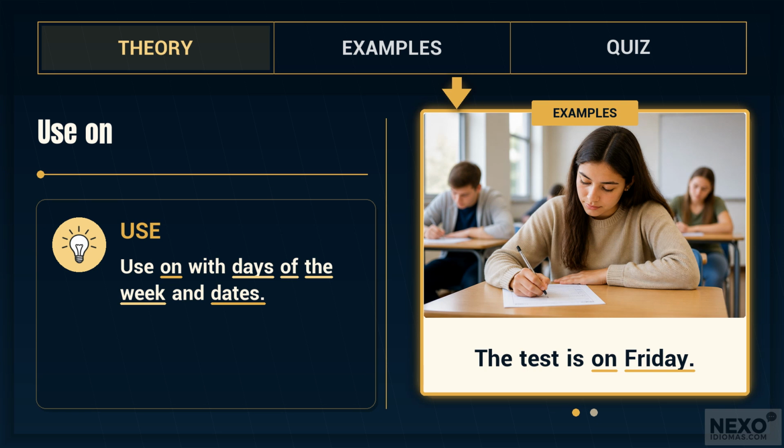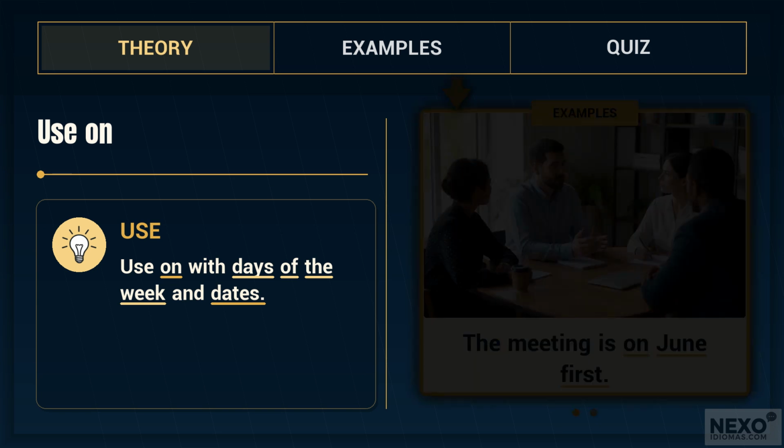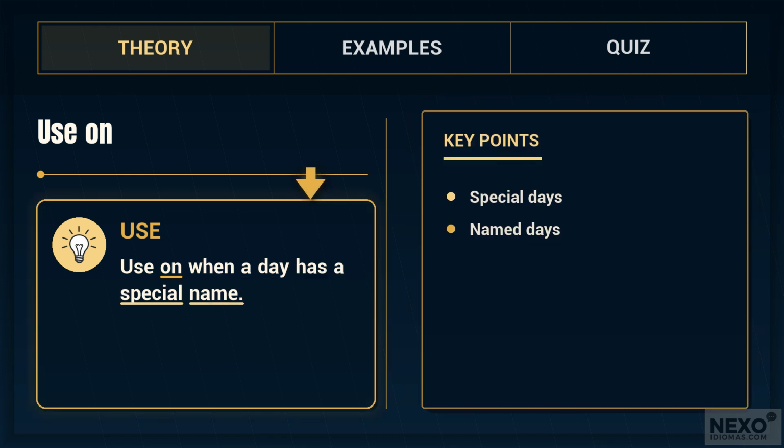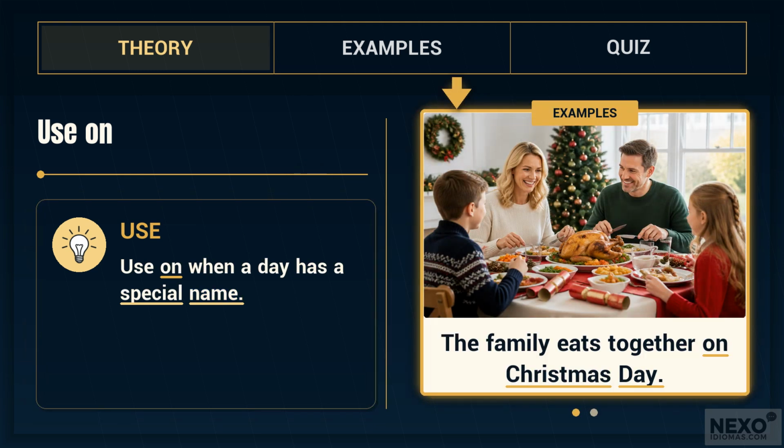Example. The test is on Friday. Example. The meeting is on June 1st. Use on when a day has a special name. Example. The family eats together on Christmas Day.